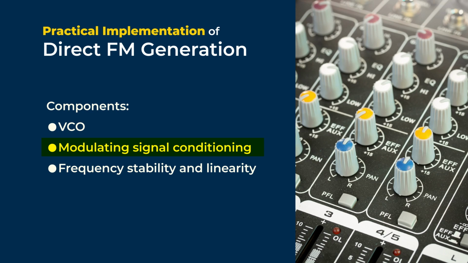First, let us discuss the modulating signal conditioning. m(t), the modulating signal, must be properly conditioned before applying it to the VCO. This involves amplifying the signal to an appropriate level and filtering it to remove unwanted noise or harmonics. The conditioning circuitry ensures that the modulating signal has the desired amplitude and frequency characteristics to produce the required frequency deviation in the VCO. The second consideration is the frequency stability and linearity.